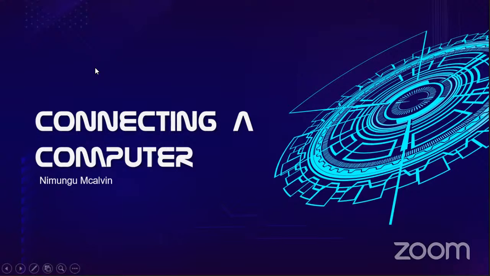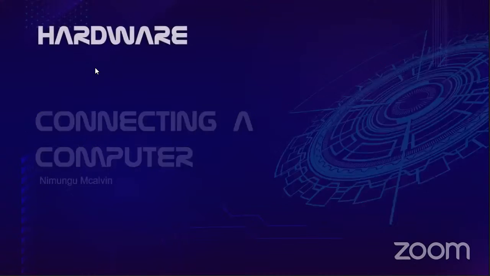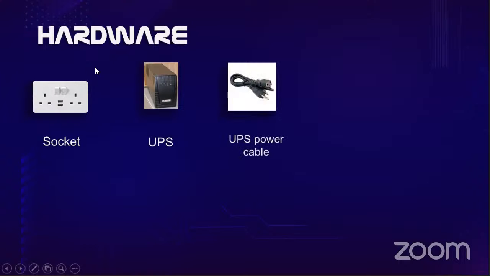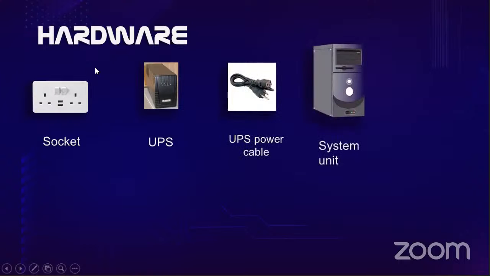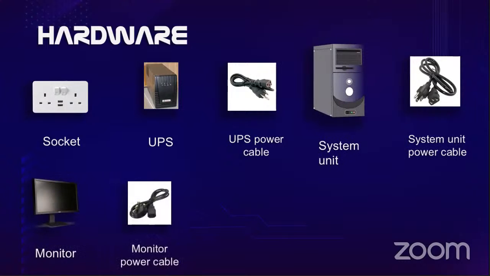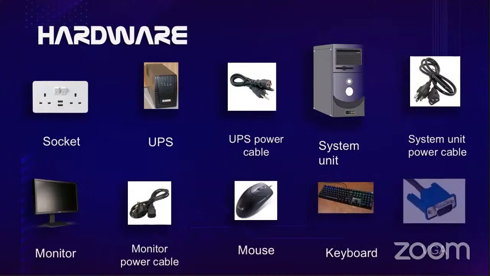Okay, so connecting a computer. I'm going to show you step by step. First of all, we are provided with some hardware: the AC socket, AC meaning alternating current; a UPS, an uninterruptible power supply; a UPS power cable to connect the UPS to the socket; a system unit power cable to connect the system unit to the socket; a monitor and monitor power cable to connect the monitor to the socket; a mouse, a keyboard, and a VGA cable. VGA is video graphics array.